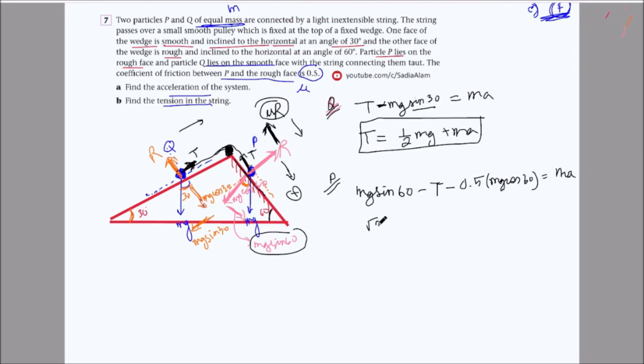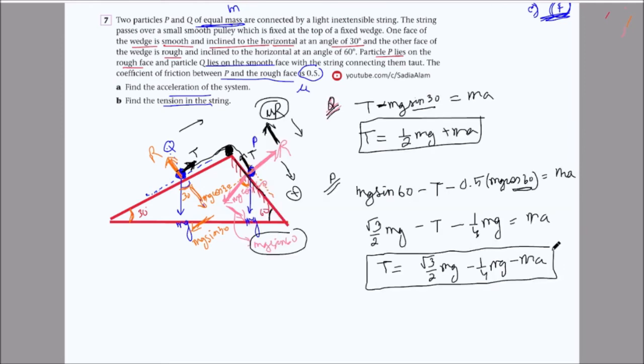So if I simplify this, root 3 by 2 mg, cos 60 is half, and we already have a half over here, so half into half we have 1 by 4 mg, ma. Okay, so T is basically root 3 by 2 mg minus 1 by 4 mg minus ma. Okay, so these are the two equations. So I will just equate them and solve them.